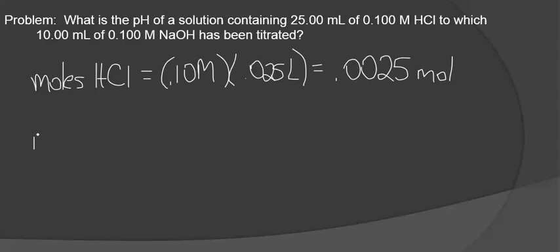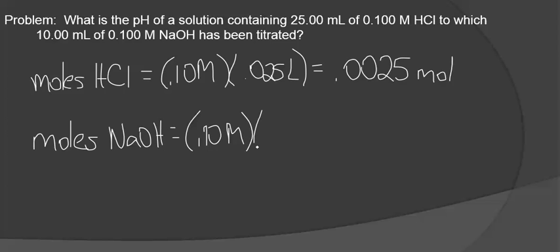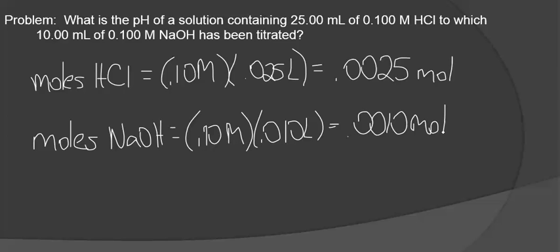Same thing for the base. I'm going to find the moles of the base that have been added. Concentration is 0.1. And the volume of the base is 0.01 liters. Okay, so I found the amount of HCl and base. So here is my equation.